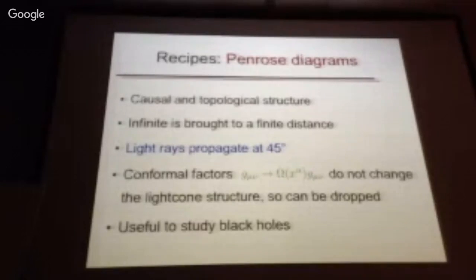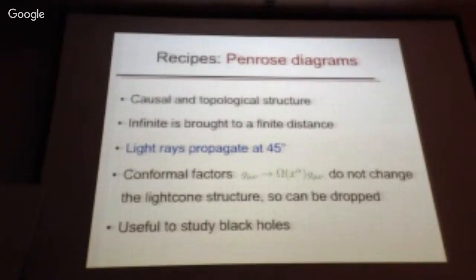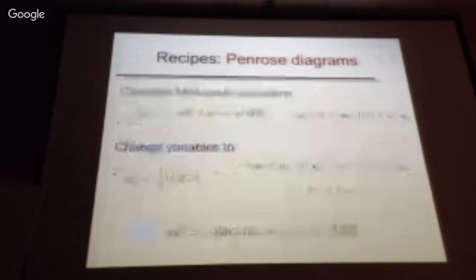Also, if I change the metric by what is called a conformal factor, which is just a function in front of the metric, it does not change the causal structure, the topological structure of the space-time, and then it can be dropped. So the Penrose diagram of a metric that is conformally related to another metric is exactly the same. And they're very useful to understand, for example, black holes, which will be the next topic.